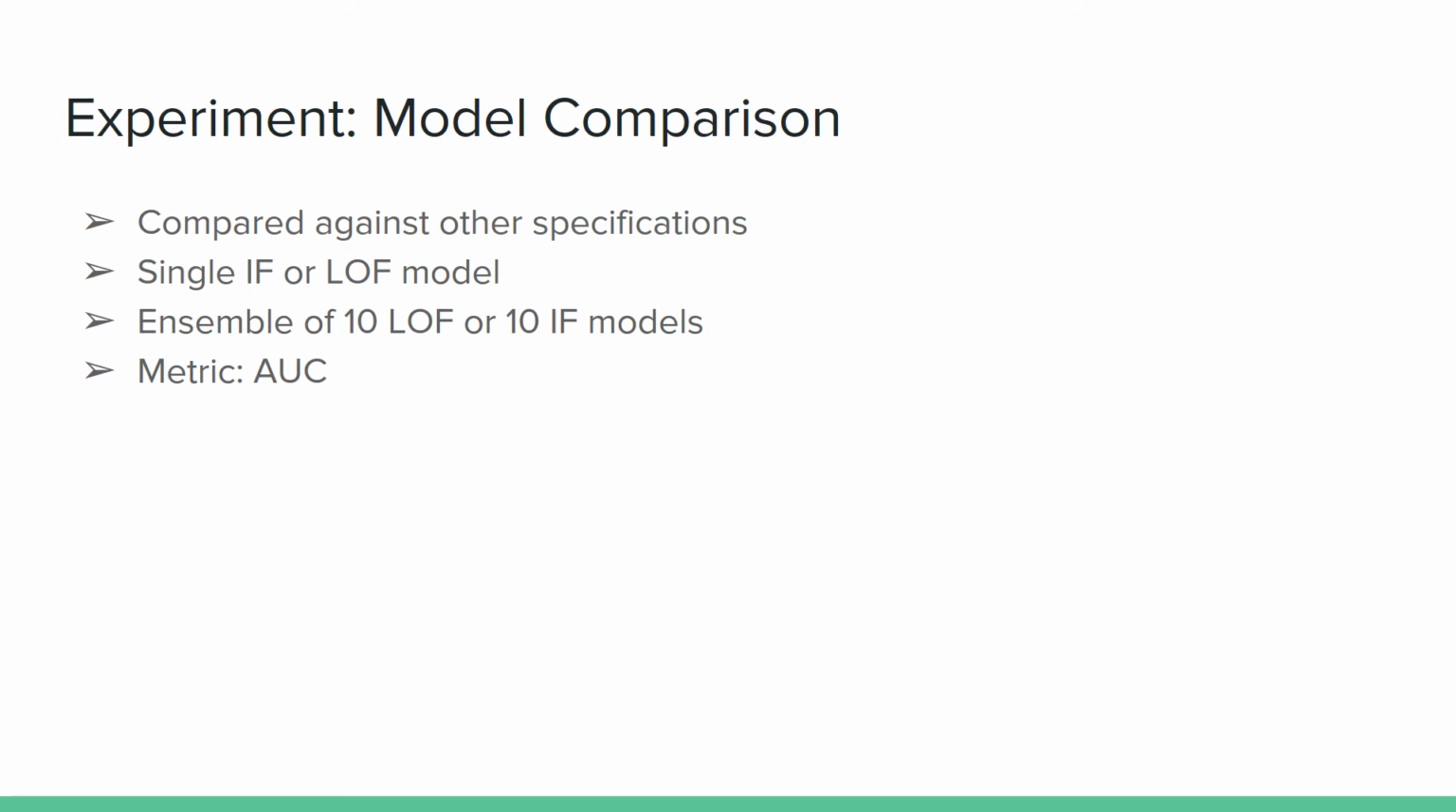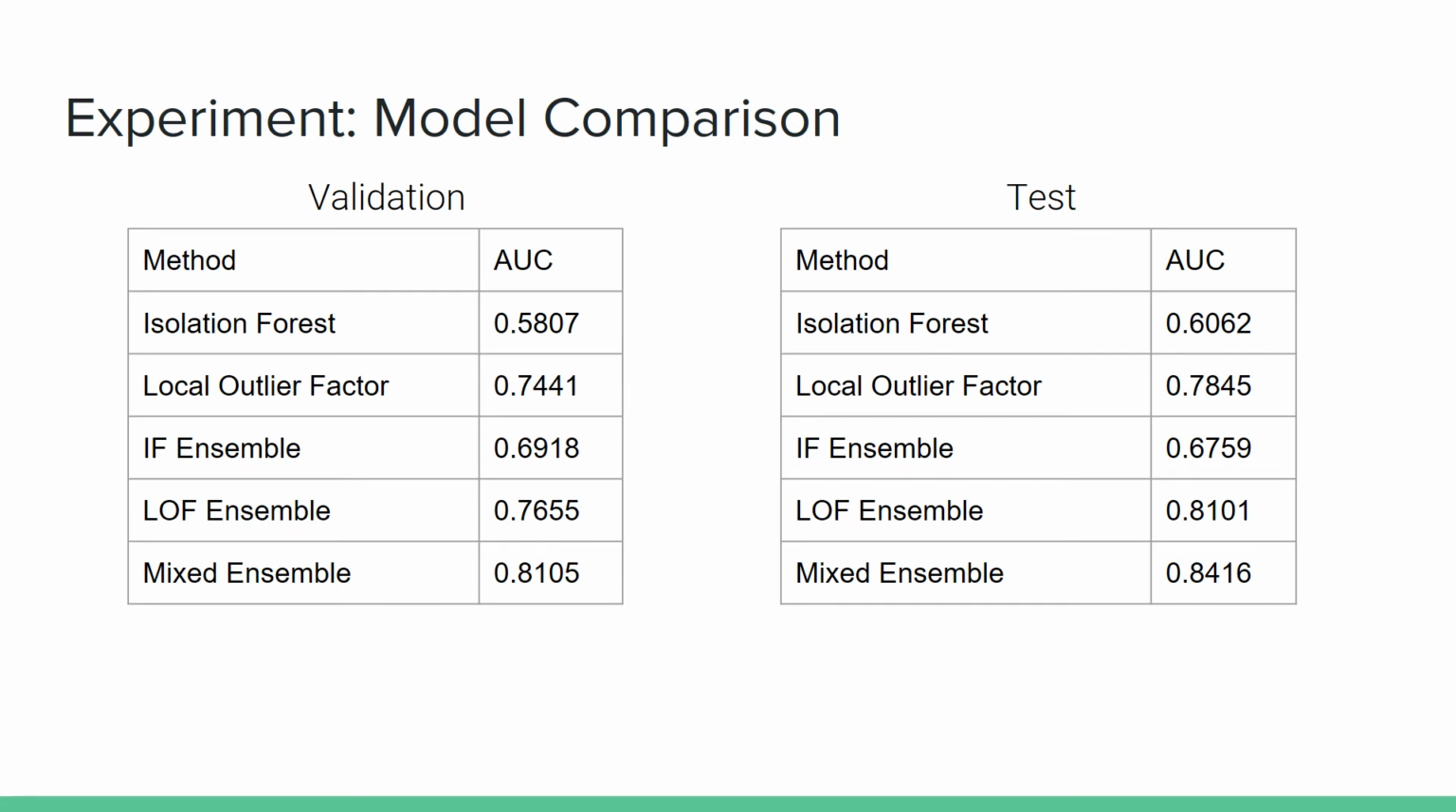So our first experiment was to compare our model against other specifications. We selected a single isolation forest model as well as a single local outlier factor model, as well as ensembles of a particular type, ensembles of 10 local outlier factors and 10 isolation forest models, and our performance metric was the area under the curve, or AUC. We see in the validation data set, the one we tuned against, that the ensemble models, as expected, perform better than their single counterparts, and this is, we assume, because they're better able to reduce the errors that a single model might make by having a wider breadth of experience in terms of the different models.